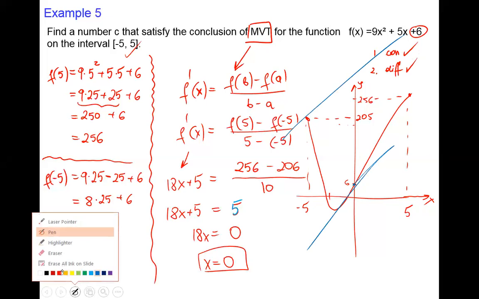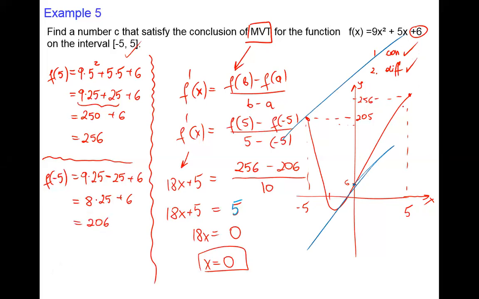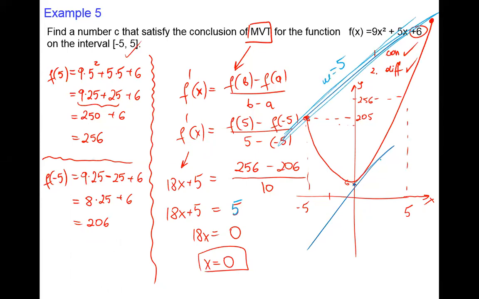Let me move this. Oh, terrible graph. Parabola. Okay, I will draw it like that. That's better. Okay, that's the slope 5. And this must be the slope 5. Yeah, but that's tangent. I hope I didn't mess up everything.